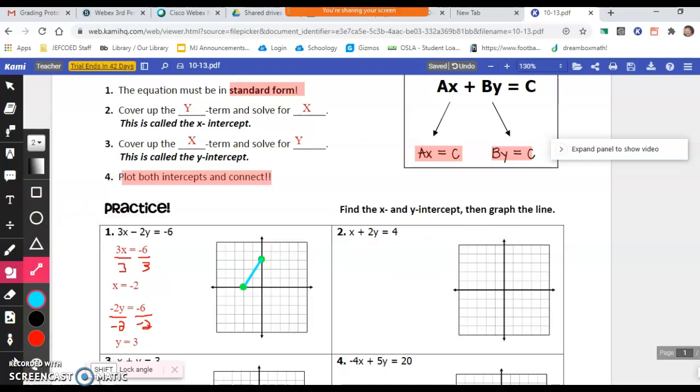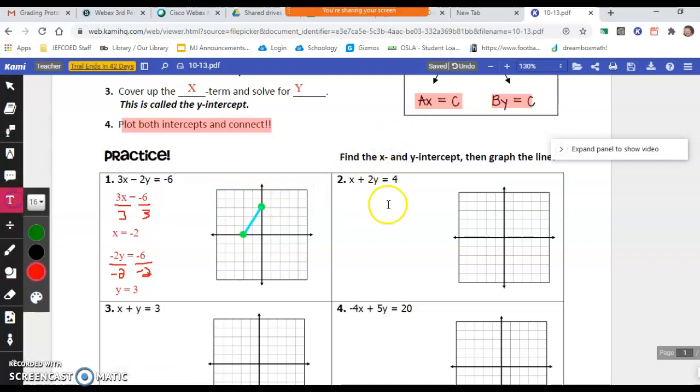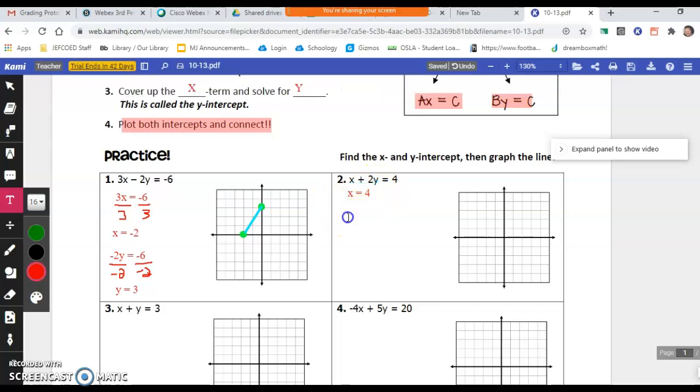Y'all good? All right, let's look at number 2 real quick. Same concept. So we have x plus 2y equals 4. First thing we're going to cover up the y, remove the y from the equation. So then we're left with just x equals 4. Now, do we have anything to solve for here? There's nothing to solve for. It already tells us what x is. So my x-intercept is 4.